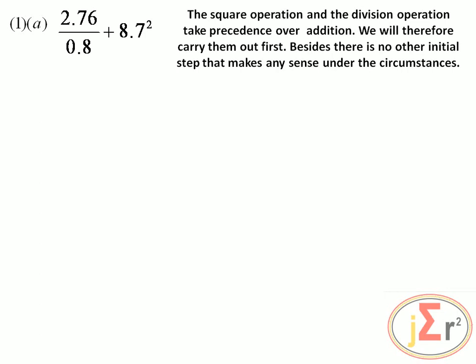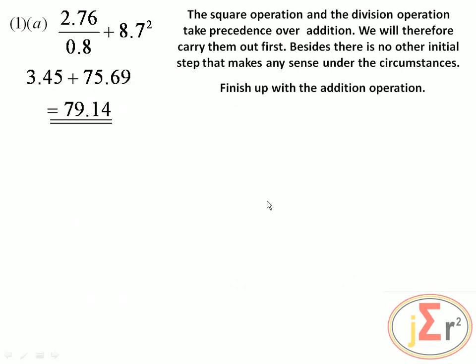So, in solving this problem, we may divide 2.76 by 0.8 and also square 8.7. Then we will add the results. So there we have the result of 2.76 divided by 0.8 and the square of 8.7. Finally, we will add those results, and the result is 79.14.